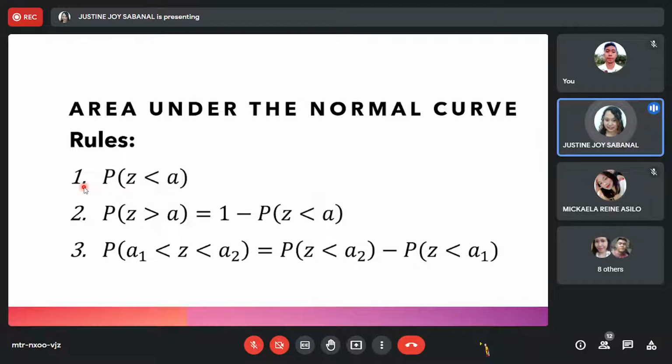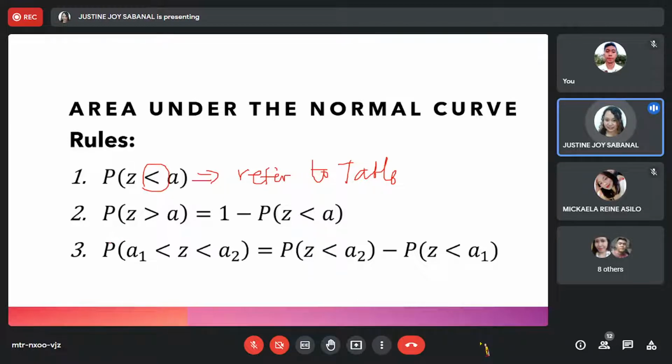So, to determine the probability, we have to follow the following rules po. So, for number 1, if the statement is to determine the area to the left of Z po, all you have to do is to refer or to use the table. So, refer to the table. Basta ang illustration, less than, to the left, smaller value. So, yan yung titingnan. Walang computation pagdating po sa less than na aspect.